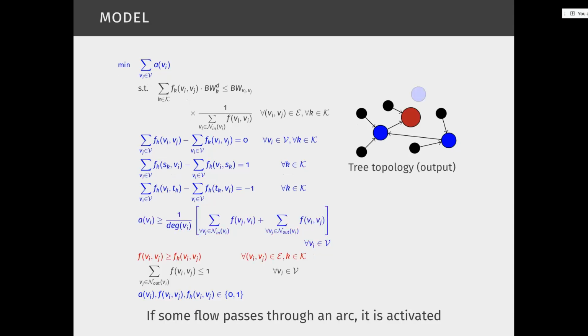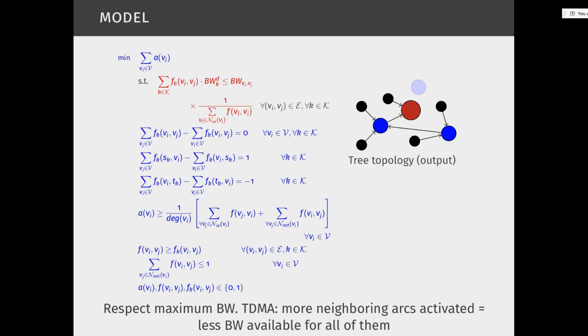This constraint is also an activation constraint. It tells you if any flow uses an arc, then the arc has to be turned on. And finally, this tells you that you have to have exactly one outer arc turned on per node. This makes sure we have a tree. So you see here, for example, this one has exactly one arc turned on, and this one too, and all the UEs too. And finally, the first constraint, the challenging one, is the bandwidth constraint.